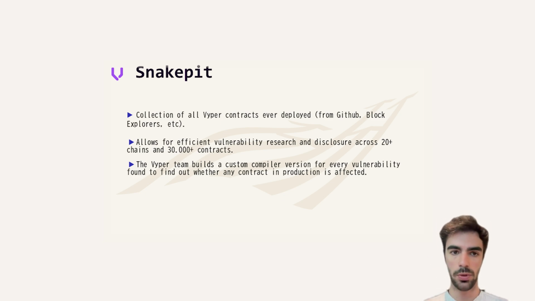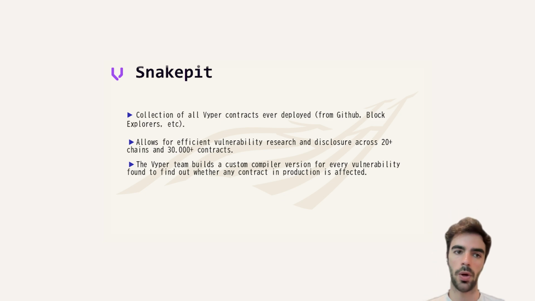So yeah, this is actually possible. This whole collection of smart contracts exists. It's called Snake Pit. It has been developed by the Vyper team in collaboration with Chain Security, and it actually covers more than 20 chains and 30,000 smart contracts overall, which is quite a big number. And you can imagine how easy it is to report vulnerabilities once you can mass check for them. So yeah, this gives us confidence to trust the compiler in production, because when there is an issue, it's really easy to identify it and know which contracts are affected and which are not.